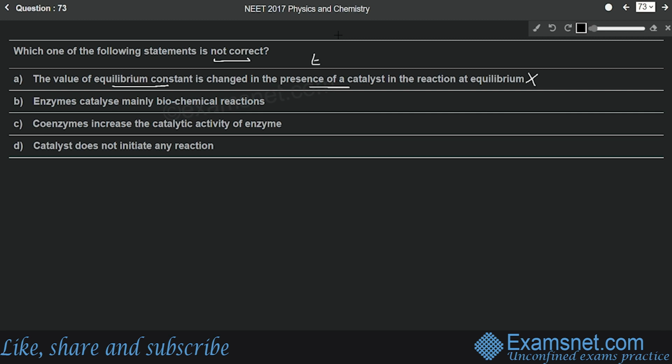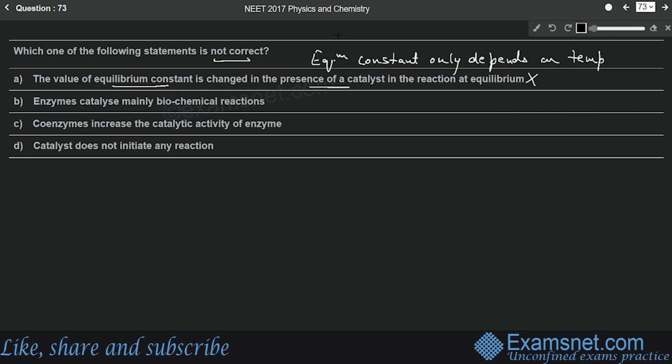Okay, equilibrium constant only depends on temperature. Okay, it does not depend on the presence of catalyst or anything else. So this is the incorrect statement. Let's see what the other statements say.